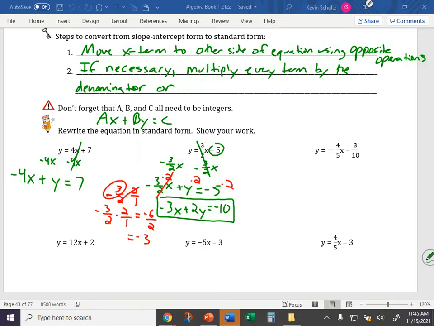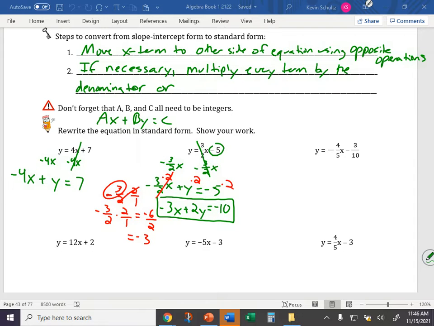Last class, the question was: what's so great about standard form that we want to know how to get there? Slope-intercept form, as we saw last year with graphing, gives us the slope and the y-intercept. We can graph an equation very, very easily. It tells us how this line moves.